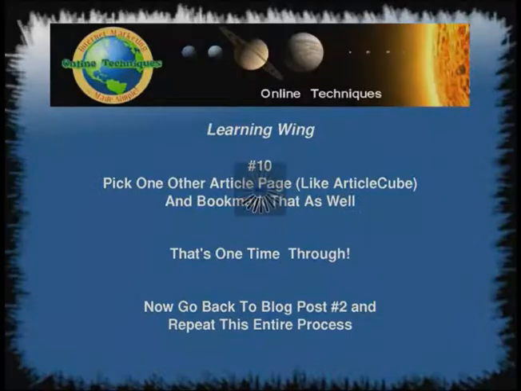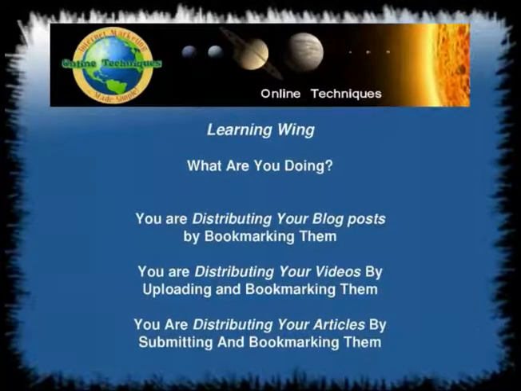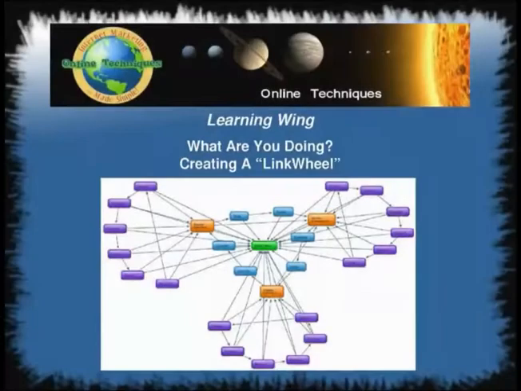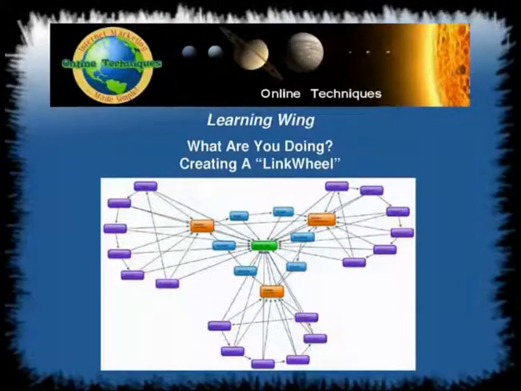Now you go back to blog post number 2 and repeat that process. So you're distributing your blog posts by bookmarking them. You're distributing your videos by uploading and bookmarking them. And you're distributing your articles by submitting and bookmarking them all over the place. So what are you doing? You are creating a wheel of links, a link wheel. Now there's many different specific designs for a link wheel, and this is just one of them.